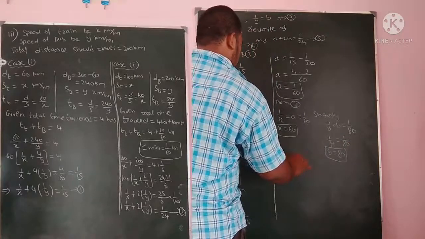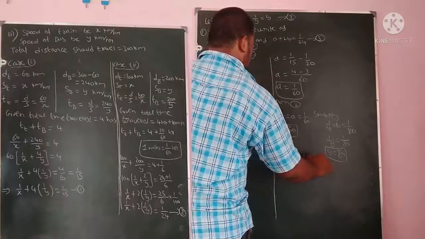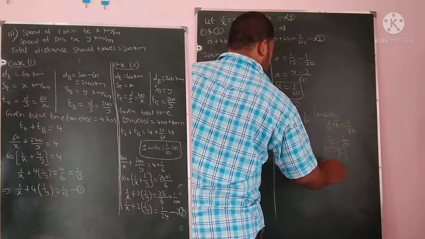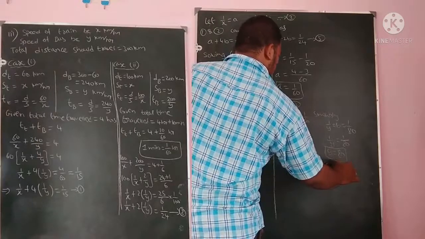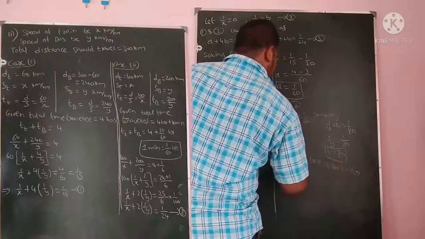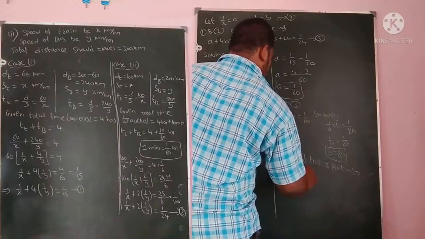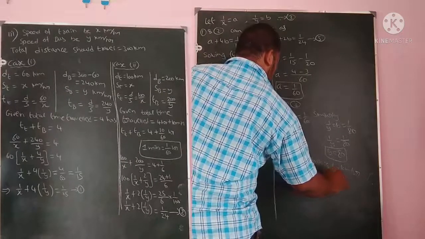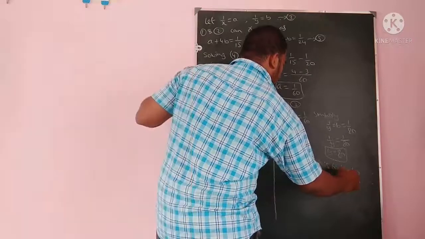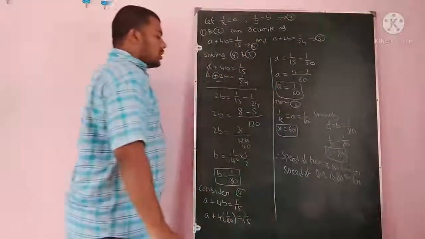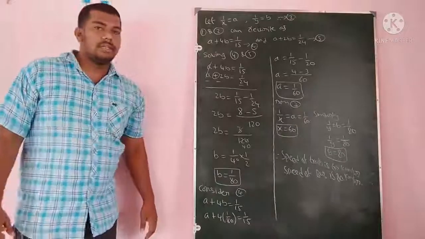So therefore the speed of the train is 60 kilometers per hour. The speed of the bus is 80 kilometers per hour. So these are the speeds of the train and bus respectively.